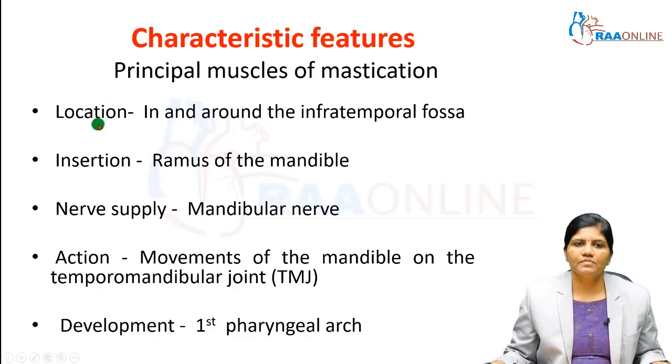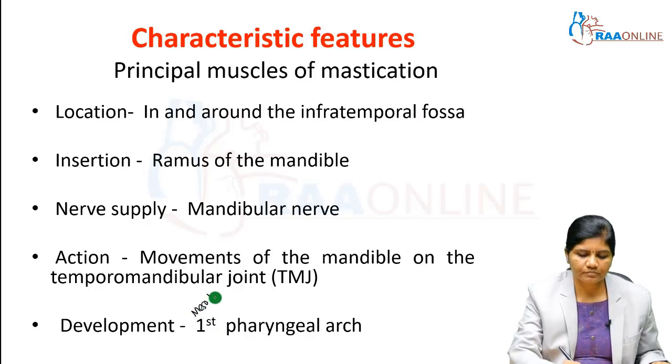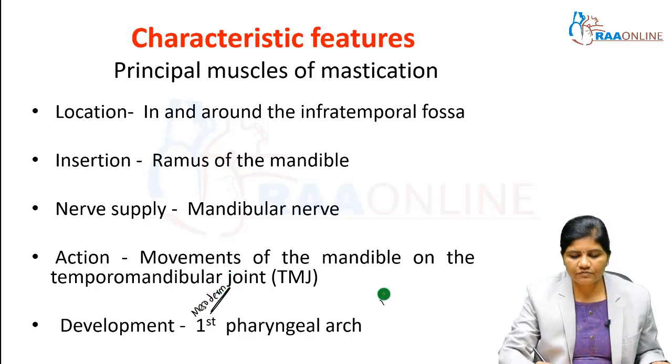All the principal muscles are located in and around the infratemporal fossa, and the insertion is in the ramus of the mandible. All the muscles are supplied by the mandibular nerve from its trunk or from the anterior division. The main action of these muscles is movement of the mandible at the temporomandibular joint. The muscles are derived from the mesoderm of the first pharyngeal arch. So these are the muscles of the first arch. The nerve of the first arch is the mandibular nerve, so these muscles are supplied by the mandibular nerve.